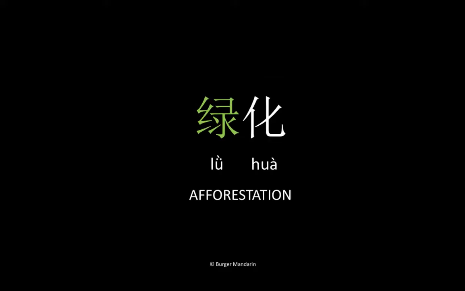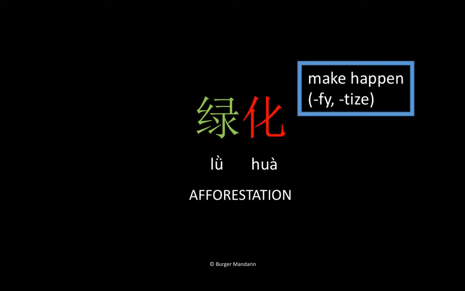For example, 绿化. The word 化 itself means to make happen, which is equivalent to the suffix "fy" or "ties". So, 绿化 means to make it green, which means to make the environment green by planting trees or afforestation.